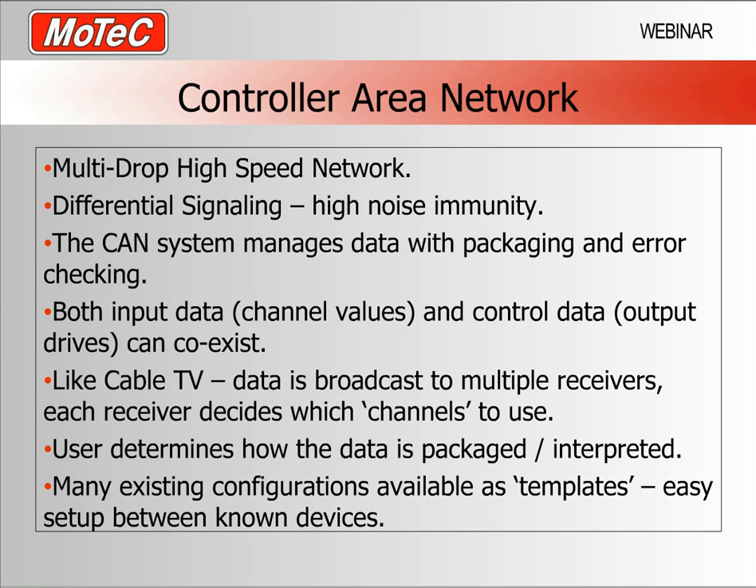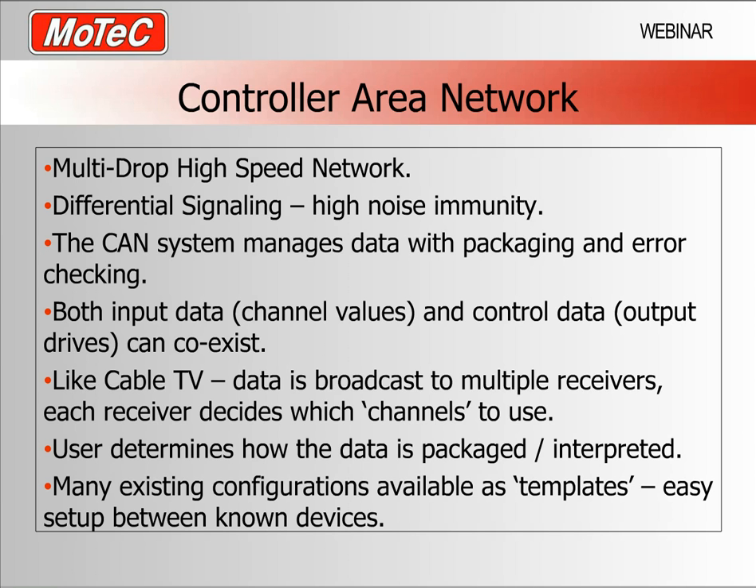CAN also is a very high-speed network, not as fast as contemporary LAN systems, but it's used particularly in vehicle systems, and the speed capabilities are still very adequate. So the major factor here is that with only one set of data wires, we can have multiple devices all operating at high speed.